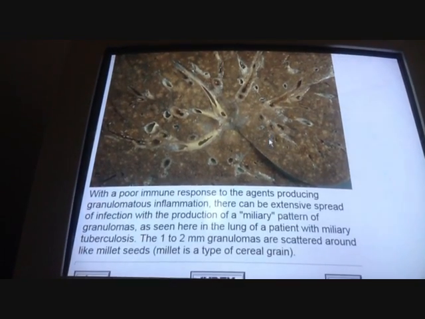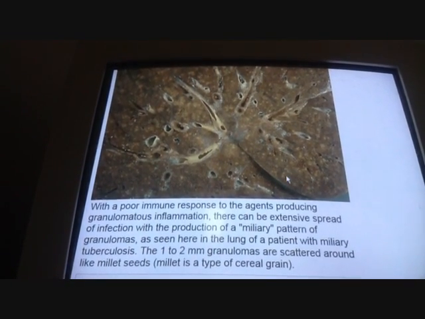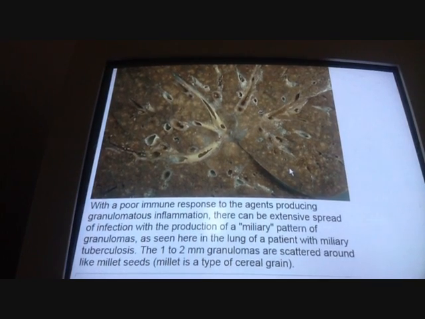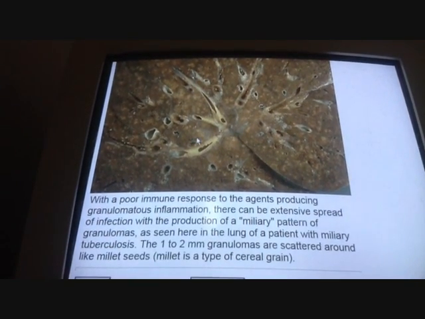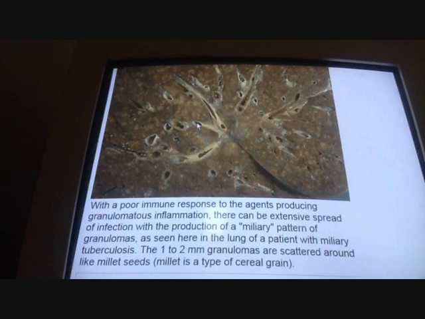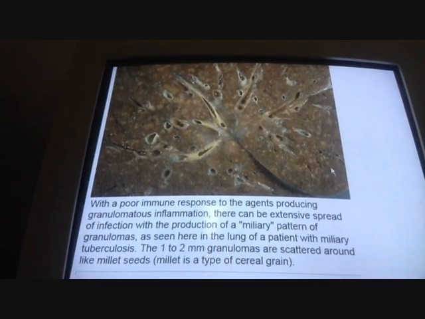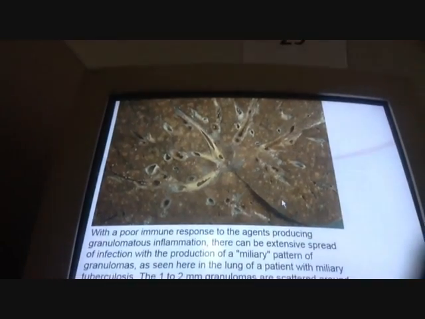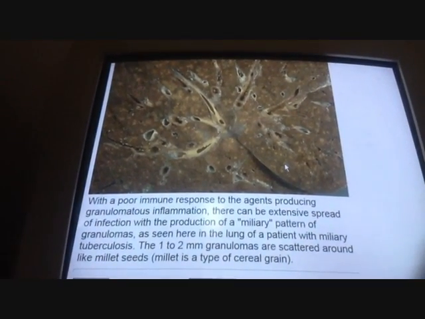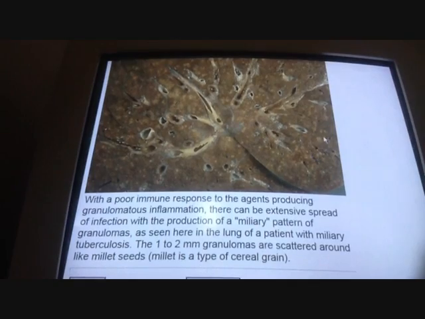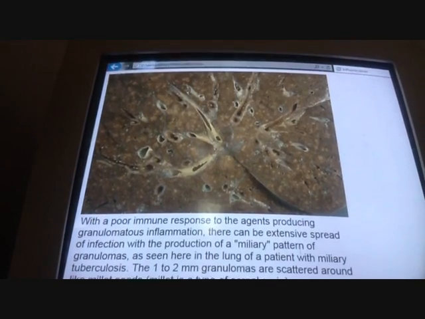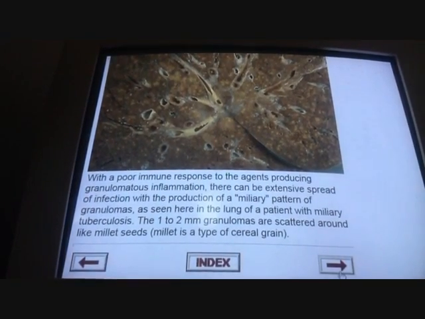This is a case of miliary tuberculosis. Miliary tuberculosis is tuberculosis that has spread widely in the body or in the lung. This is lung miliary TB. So you can see the whole lung field is infiltrated by those small white nodules, which are small granulomas, 1 to 2 millimeter in diameter. So it is involving the whole lung field. It is called miliary TB.